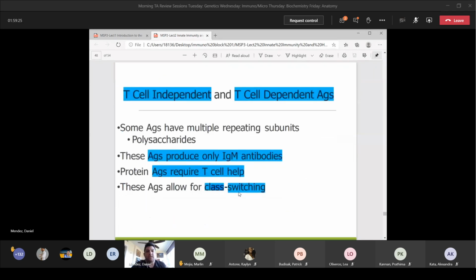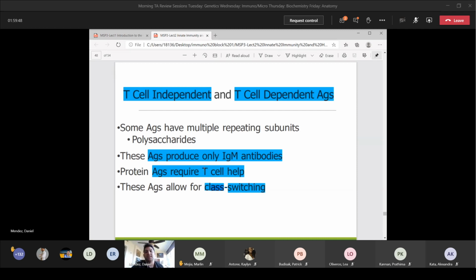Okay, so T cell independent and dependent antigens. Independent antigens produce only IgM antibodies, and then we require T cells to be able to class switch. This is what I was talking about before. We always produce IgM, and then after that we go through a process called class switching to change it to IgG or IgA, depending on what we need.